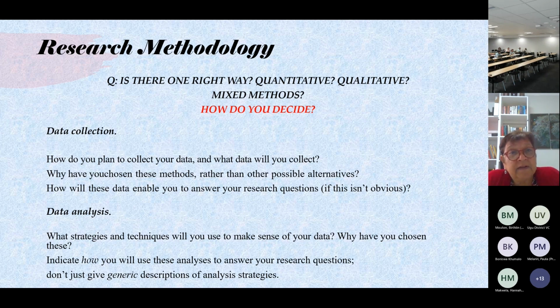The second part of research methodology is the collection part. That's one part of the how, because remember, methods are always about how. The other part of it is, how are you going to analyze that data? What tools are you going to use to analyze that data? What strategies and techniques are you going to use to make sense of your data? So if it's a quantitative study, what are the programs that are going to be used to analyze it? And do you even understand them?